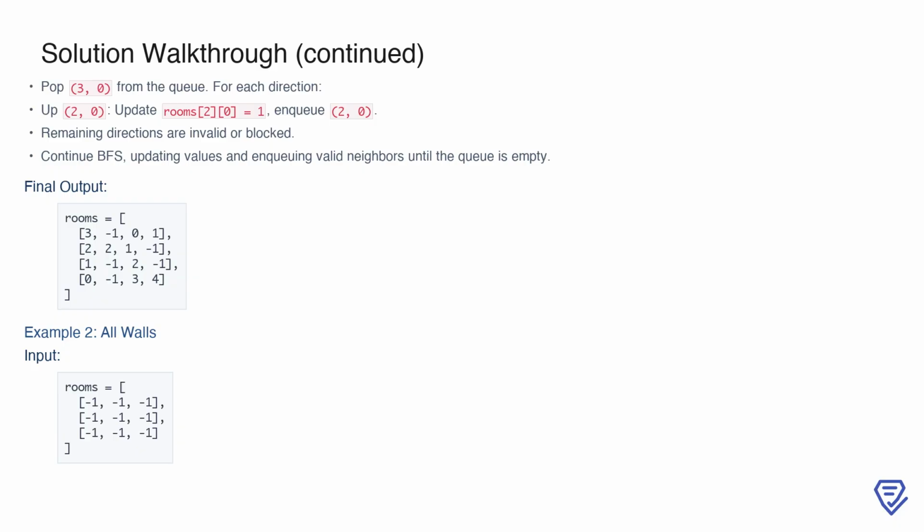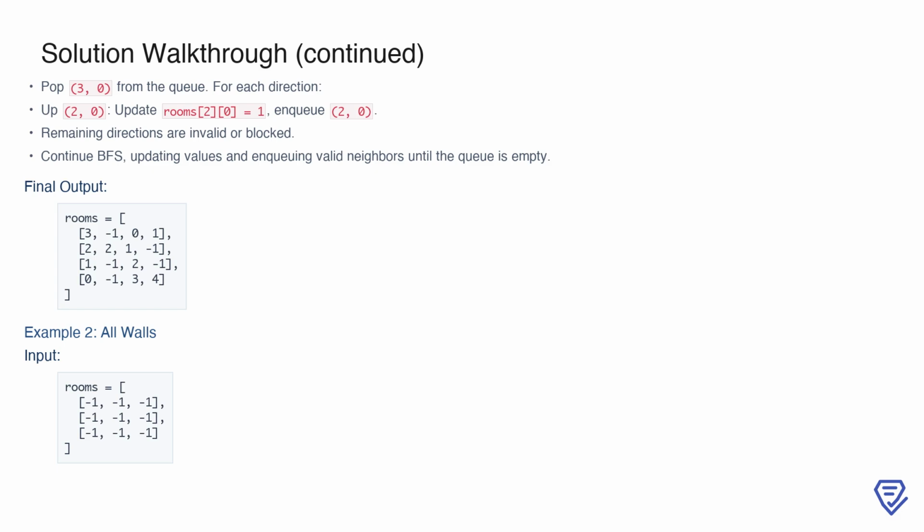The BFS continues by processing the newly enqueued positions, updating distances for valid neighbors while ensuring that each empty room is reached in order of increasing distance. This process repeats until the queue is empty. Once complete, all empty rooms are filled with the shortest distance to their nearest gate. For this example, the final grid shows distances correctly updated, with values like 3 and 4 representing the shortest paths.